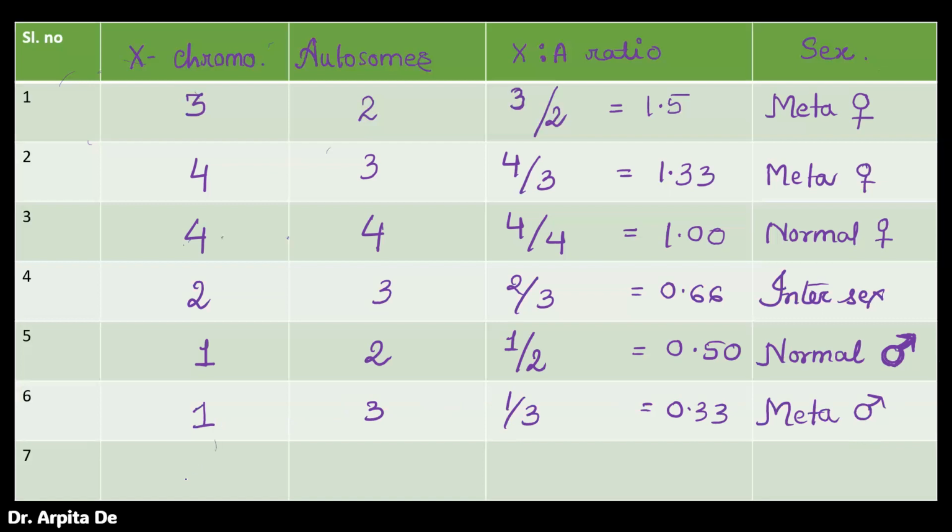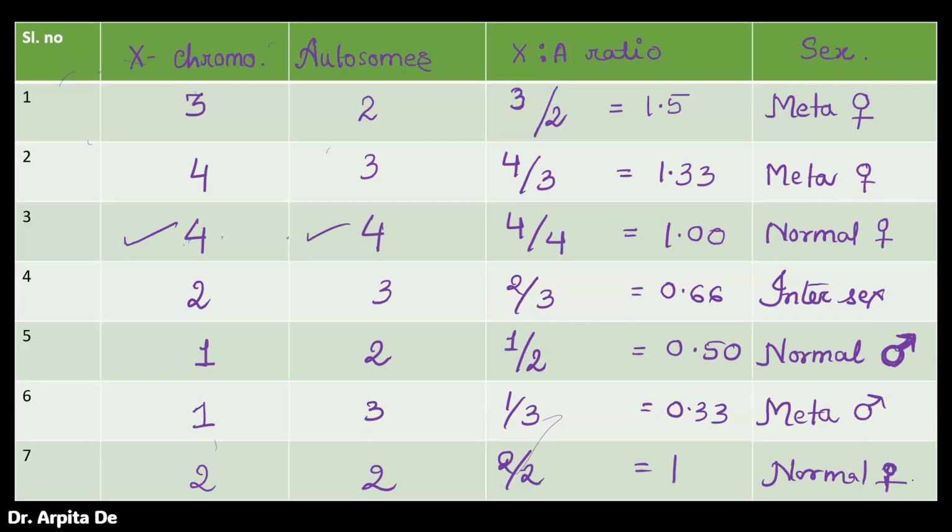One thing I didn't mention for the females: if there are 2 X chromosomes and 2 autosomes, or 4 X chromosomes and 4 autosomes, the number is just different, but the ratio is again 1, then it's a normal female. So this table has to be understood and kept in mind.